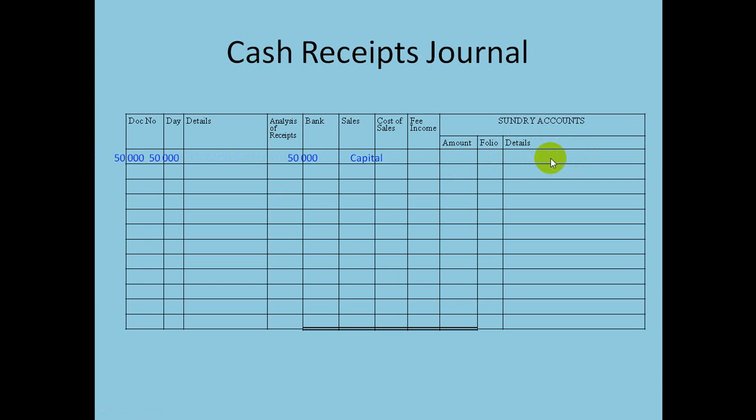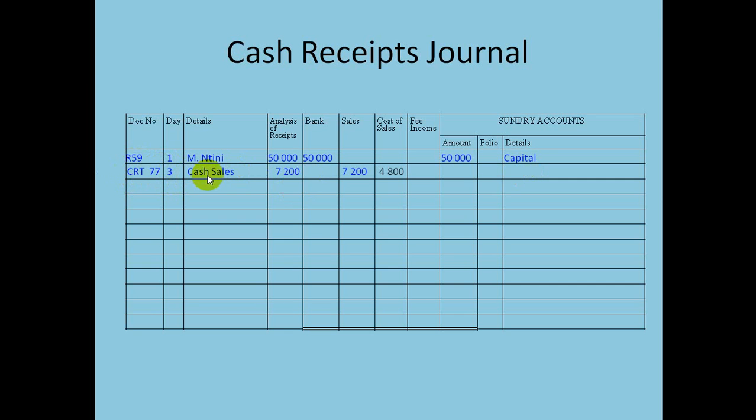So let's have a look at the first transaction. Relatively simple. Receipt number 59. On the first, the owner, M. Ntini, deposited 50,000 Rand into our bank account for capital. The next transaction is the one that is new. So our source document is CRT, which stands for Cash Register Tape, or you can use CRR, which is Cash Register Roll. This transaction took place on the 3rd.